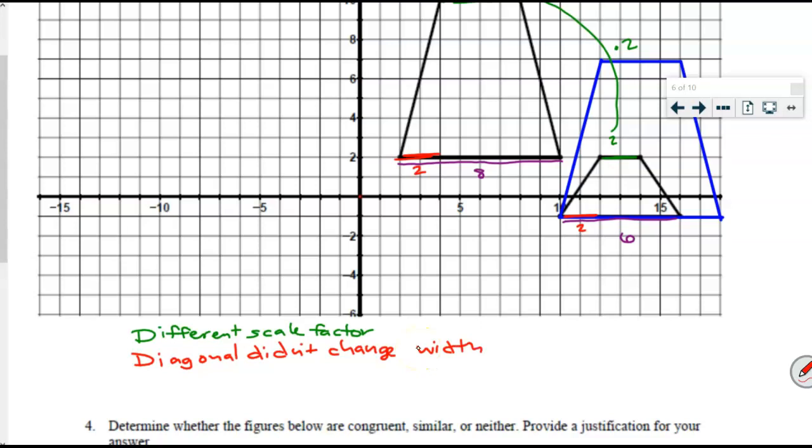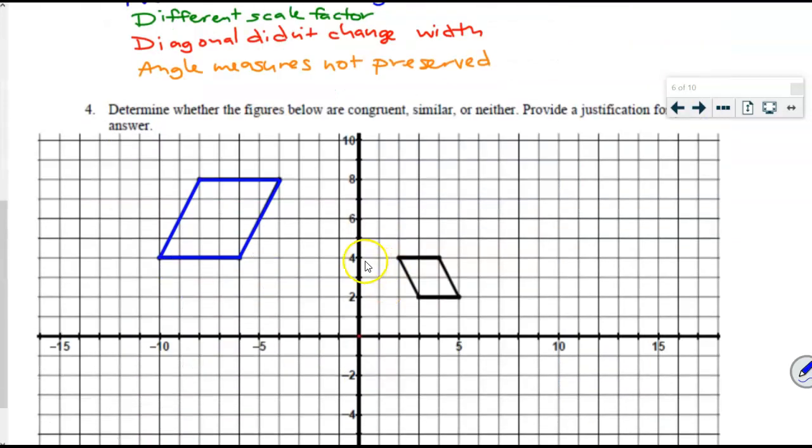We can even say angle measures were not preserved. No matter how you decide to justify it, as long as you have one of those types of justifications, then I think it's safe to say that these are not similar, not congruent. These are neither. Okay, we worked together on that one.